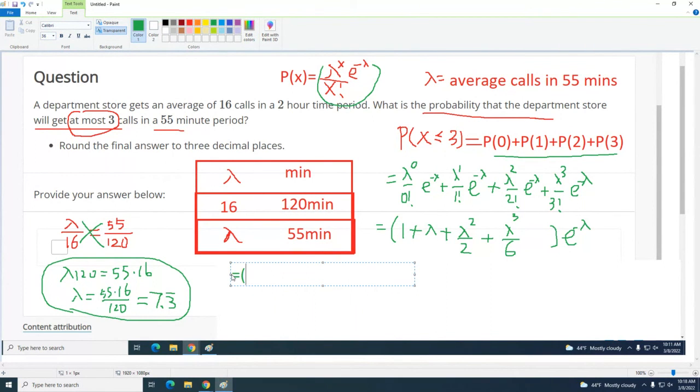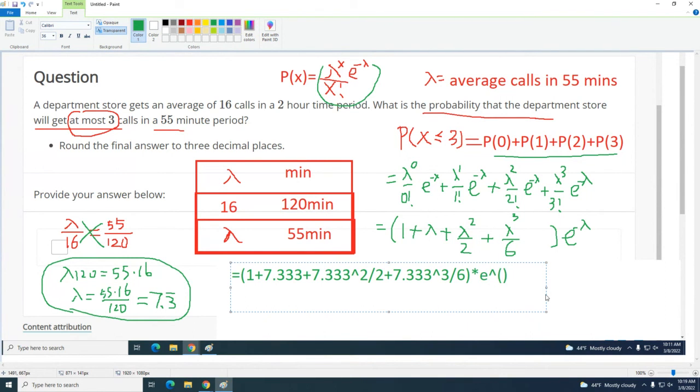So you get a calculator, you can enter the entire thing. So we go 1 plus 7.333, I'm going to leave it at 3 decimals, plus 7.333 squared divided by 2, and then plus 7.333 cubed over 6. And this is everything inside the parentheses. And it's okay if you want to pop this into a calculator now, or you can just start calculating, multiplied by e to the power of negative lambda.